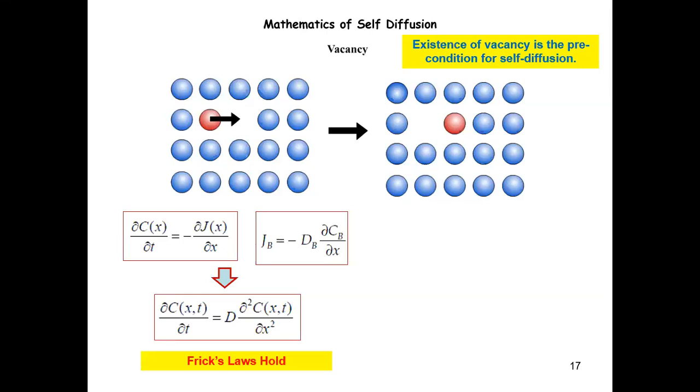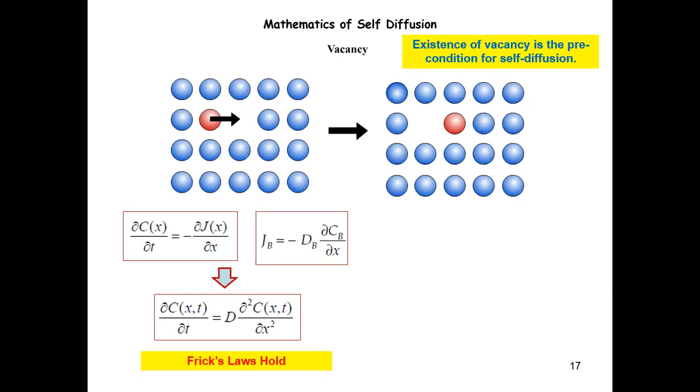So I have Fick's first law, telling me the flux and how the flux is related to the concentration, and I also have the continuity law. Combining them, I still have the overall diffusion equation. So that is quite clear.